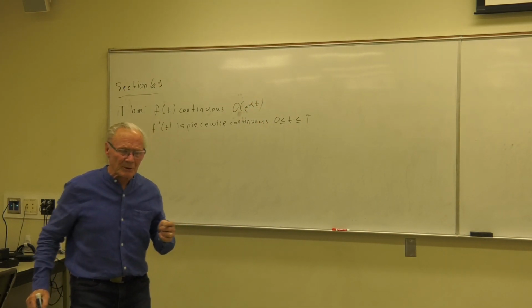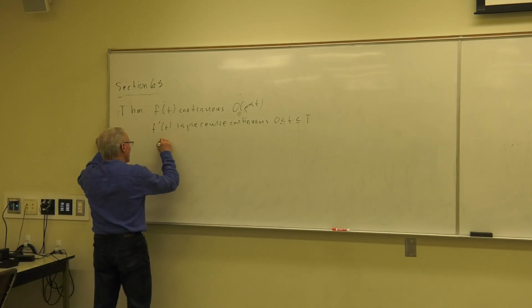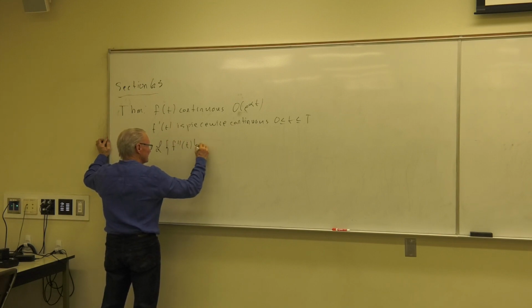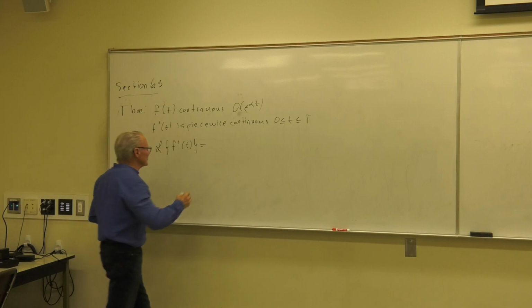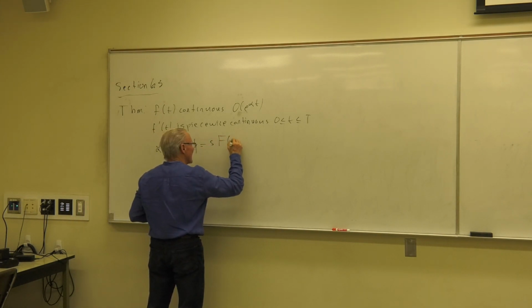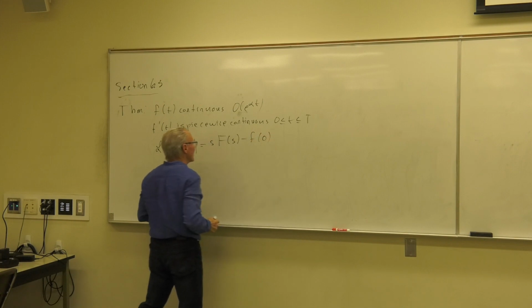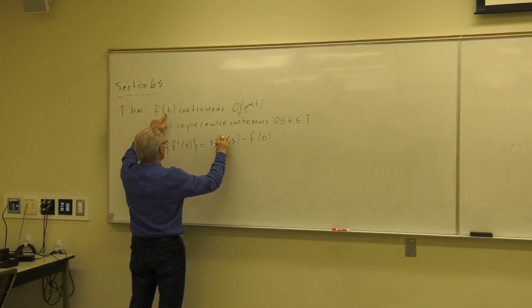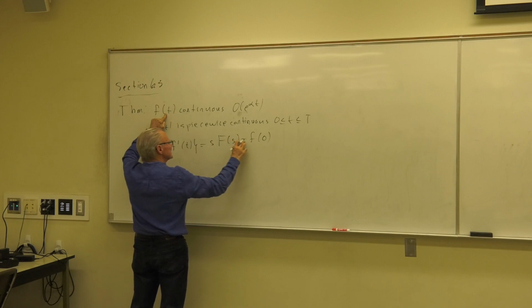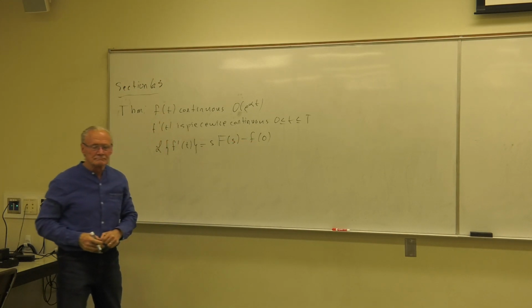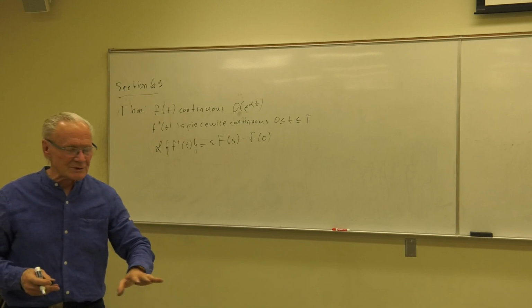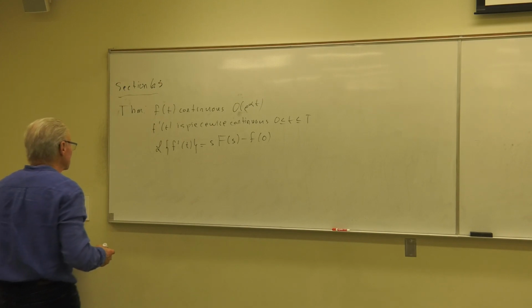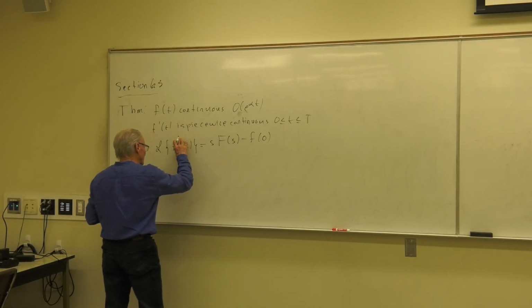If all those conditions are met, then you can say the following: the Laplace transform of f prime of t is equal to s F of s minus f of 0. If you want the Laplace transform of the derivative, you take F, the Laplace transform of f, multiply by s, and subtract the value of the function at 0. Proof? See the book. I proved it in the notes, and I'm not interested in reproducing that here.